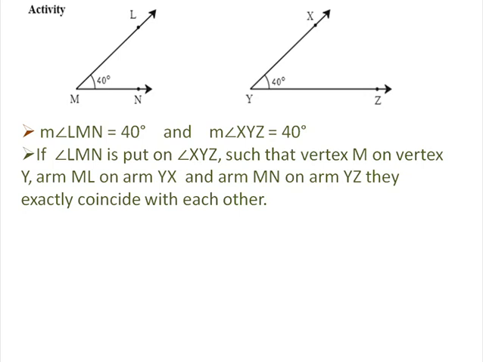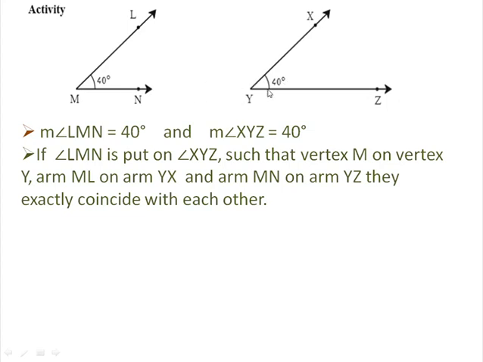Let us do an activity. Here you all can see the angles, angle LMN and angle XYZ. Measures of these angles are same, they are 40 degrees. Now let us do an activity. If you put this angle LMN on angle XYZ such that the vertex M will be put on vertex Y, the arm ML should come on arm YX, arm MN should come on arm YZ. You will find that these two angles will coincide exactly with each other.